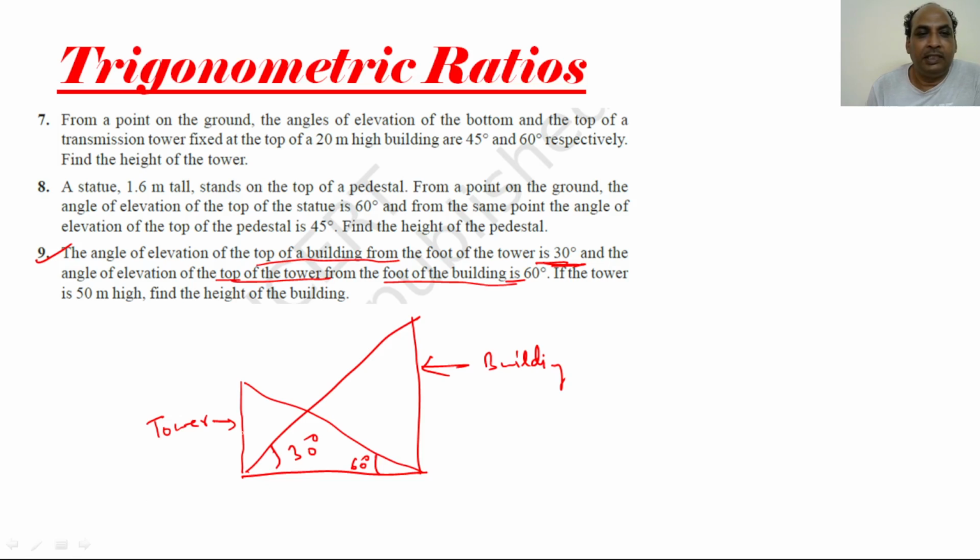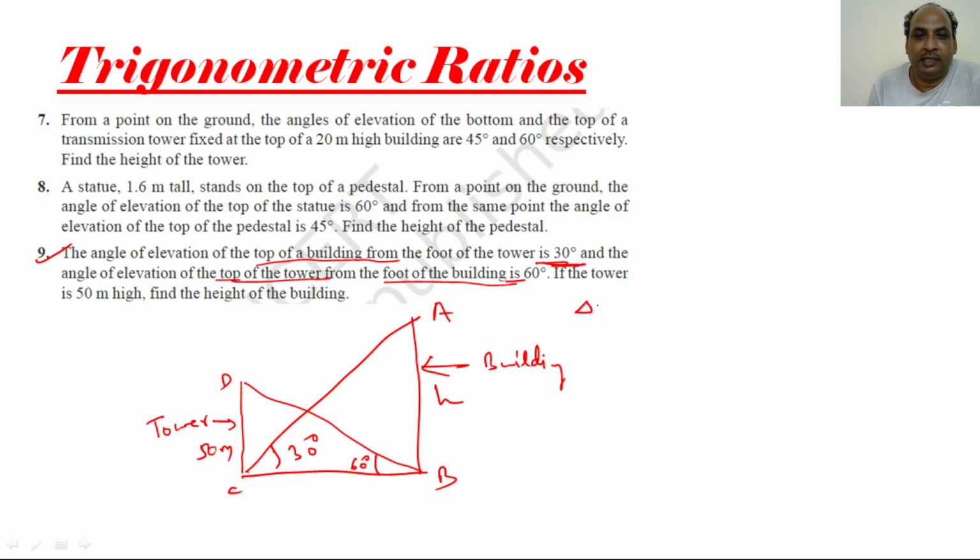If the tower is 50 meter high, find the height of the building. So this height we need to find out. So A, B, C and D. There are two right angle triangles ABC and BCD. Now let us see in this one. First of all we can find out BC. So how will we find BC?